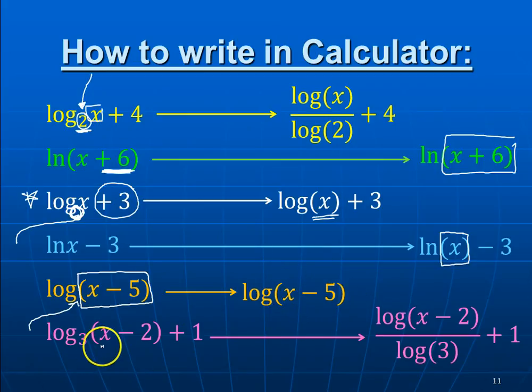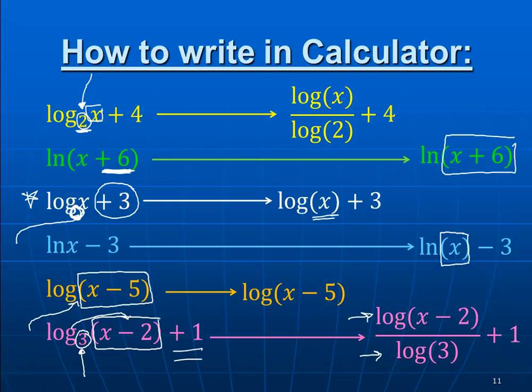Then the last one, a little bit trickier. This is not 10, so the first thing we should recognize is we have to do change of base, and log of 3 has to be on the bottom. Log of x minus 2, since it's in parentheses, goes on top. Log of 3 on the bottom. This plus 1 is just out here on the outside. This slide is key in recognizing how we're going to type these in, because if we can't type them in correctly, we're not going to be able to get the right answer.